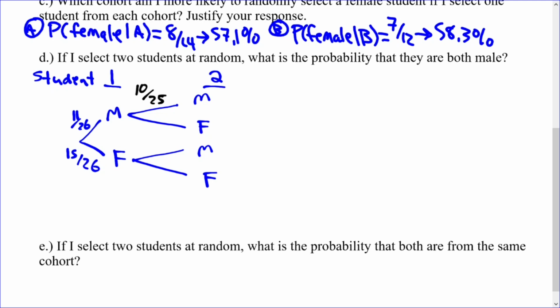So this is a conditional probability. It depends on what happened during the first event when we chose the first student. The number of females has not changed. It's still 15, but the total number of students has changed, so it's 15 out of 25.